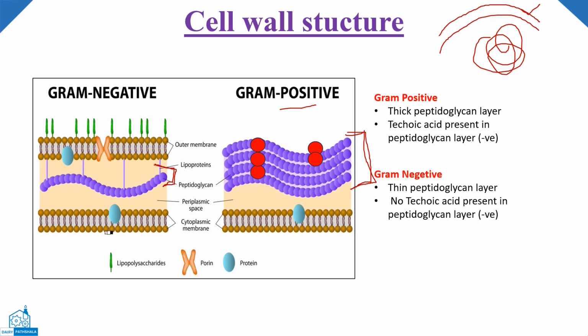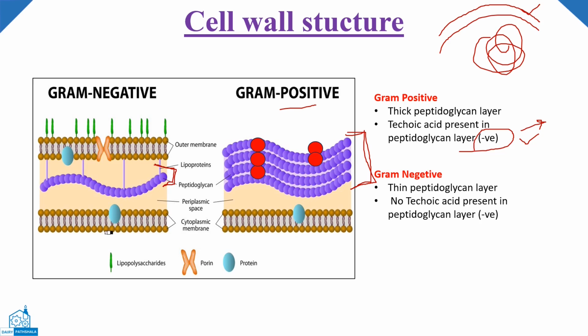For gram positive, the peptidoglycan has teichoic acid. Teichoic acid is embedded in the peptidoglycan layer, and this teichoic acid is negative in charge. Remember this. And why is this negative? Due to the presence of phosphate group in the teichoic acid structure. I will explain the cell structure in more detail in a further video. Now you should only remember that it has a phosphate group. That's why the teichoic acid is negative in charge.